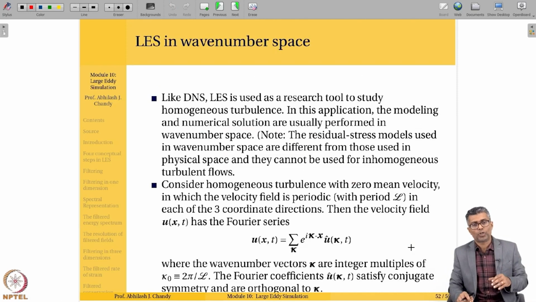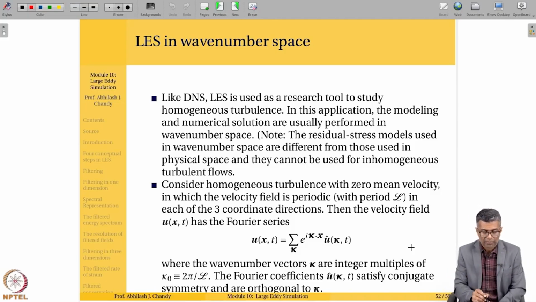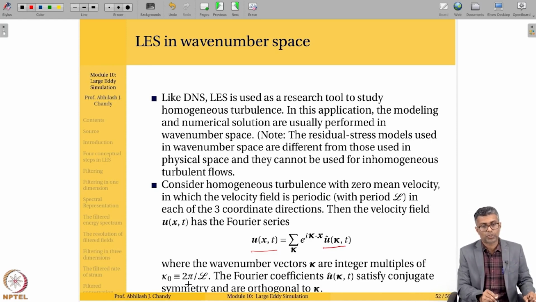So now moving on to LES in wave number space. We saw this where we used DNS in wave number space and looked at the velocity being converted into Fourier space using the Fourier series, right? So you have this u of x,t, which is the summation of e to the i kappa dot x times u hat, and u hat is this Fourier mode. This is how it was defined. The Fourier coefficients satisfy conjugate symmetry, and they are also orthogonal to kappa. Kappa naught, which is 2 pi over L, is the smallest resolved wave number.